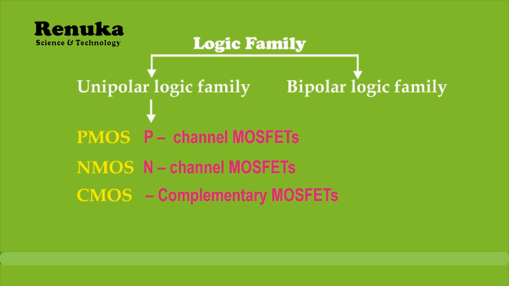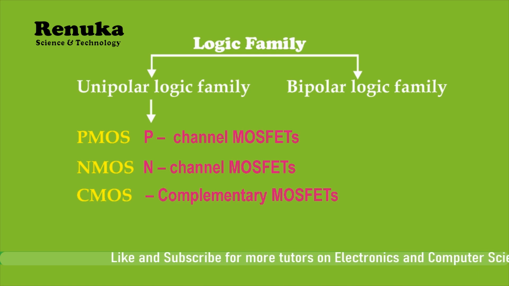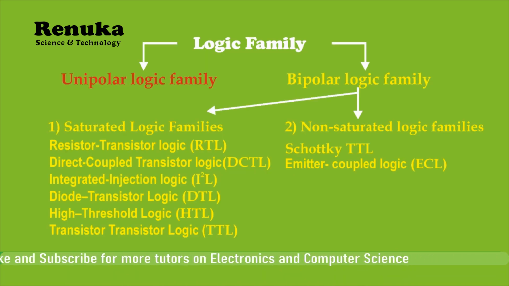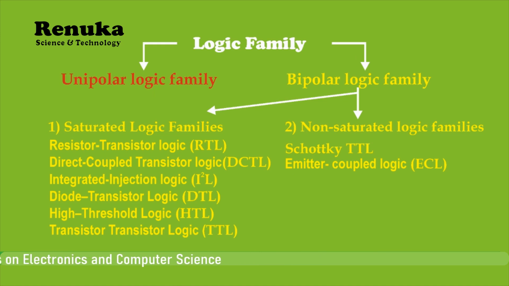So that is why this type of MOSFET is called complementary MOSFET, or in short, CMOS. Now this CMOS is used in unipolar logic families, so that forms the complementary MOSFET logic family. So this was all about unipolar logic families. Now we will discuss the second type of logic families, that is bipolar logic families. This bipolar logic family mainly uses BJTs.